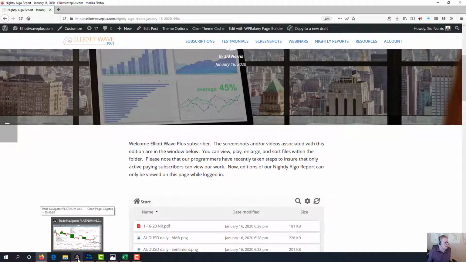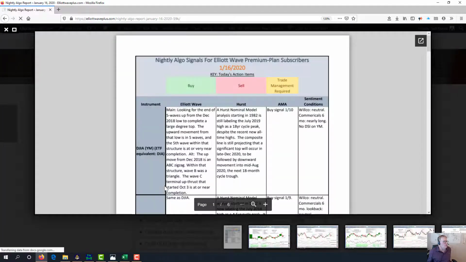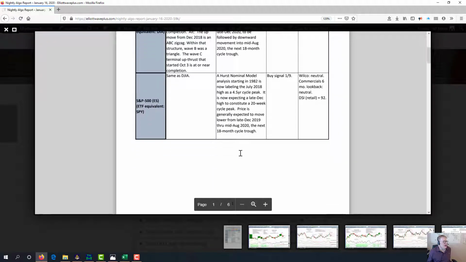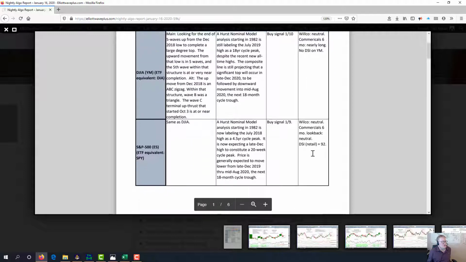So let's start getting into some of the specifics of the premium plan nightly reports, which include a number of screenshots. One other thing I'll mention about the spreadsheet, it gives you a quick rundown of what the Hurst cycles analysis expects and what my main Elliott wave count is at the time as well, and it gives you a real quick look at sentiment over here.